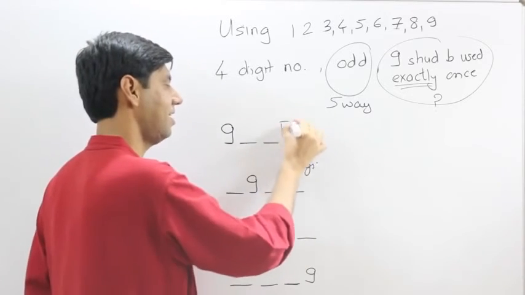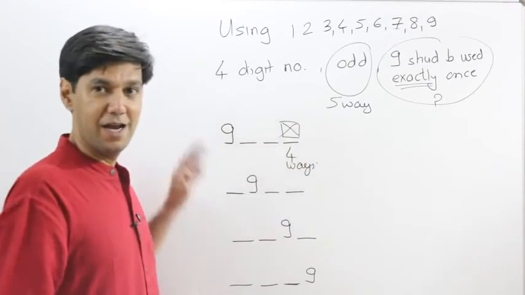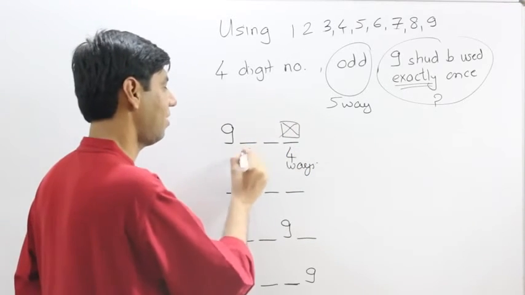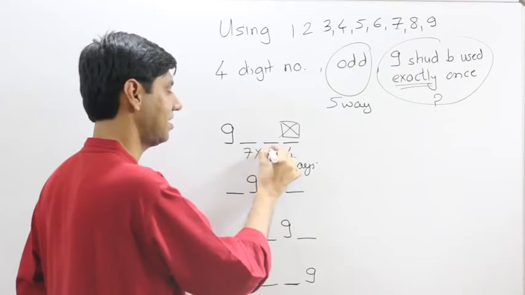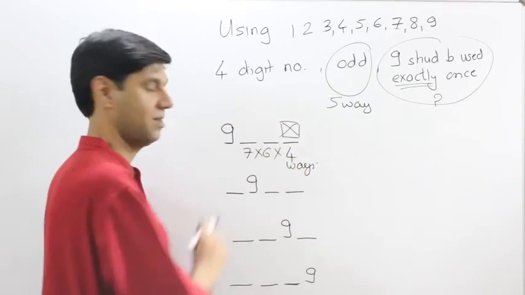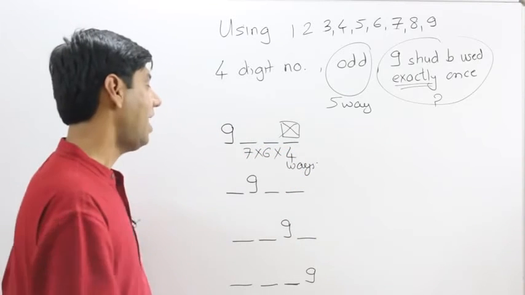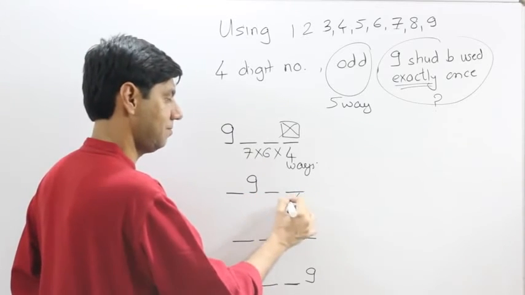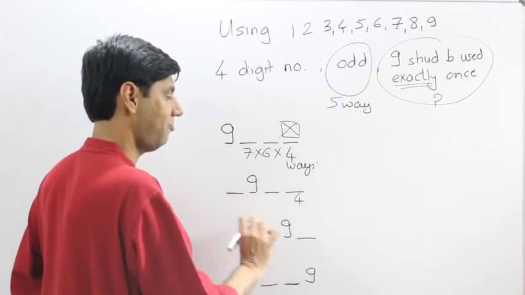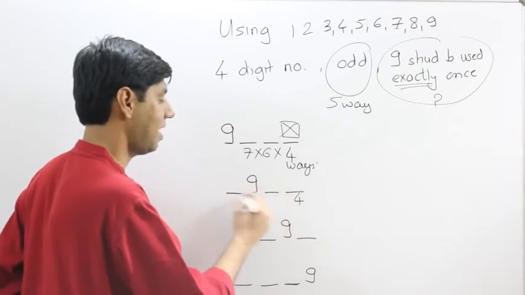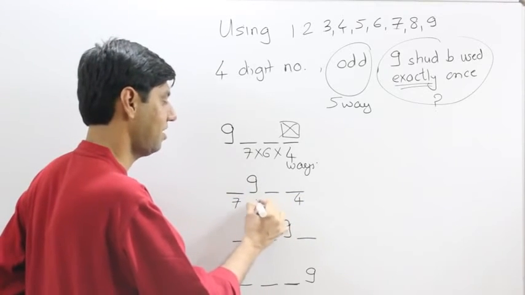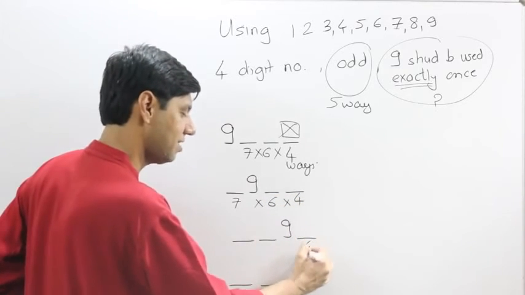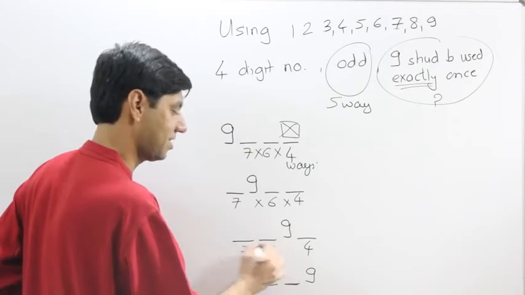Having filled this in, take a pause again. 9 has gone, another digit has gone, I am left with 7 digits. So that could be, I cannot use a 9 again, 7 into 6. Hope you get the idea there. And the next one is also going to be similar. Fill in the units place in 4 ways, I am left with 2 positions, so this could be 7 into 6. And this would also be the same way, so 7 into 6.